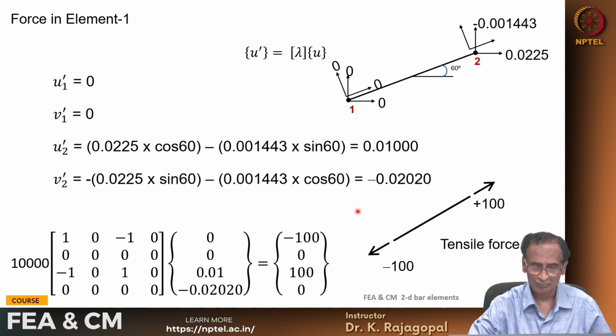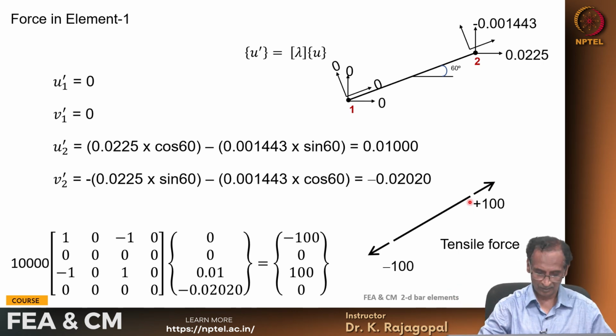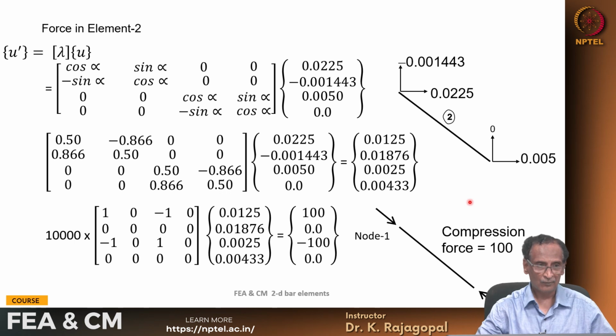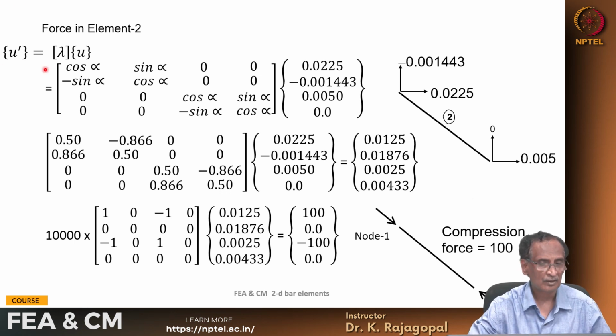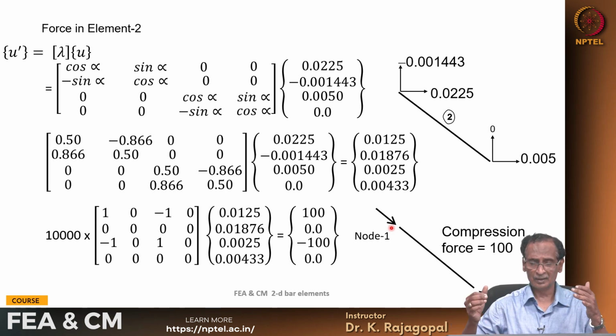So we see that it is minus 100 here and plus 100 there. That's once again indicating the pull. Okay, and then for element 2 we can calculate U prime. Then when we calculate the element forces, at node 1 the force is positive, and at node 2 the force is negative, and this is the nature, like we are compressing the element, so we can think of that as a compression force of 100.